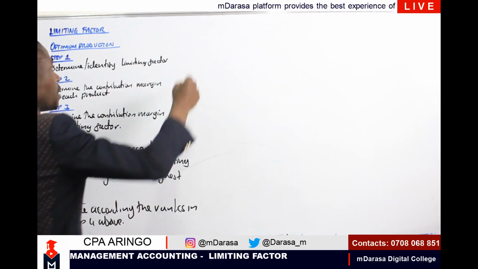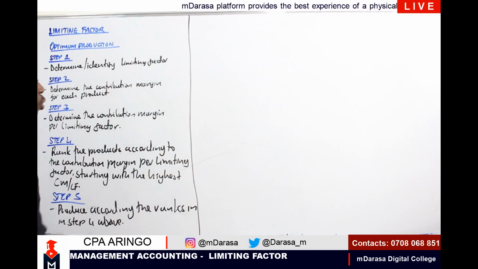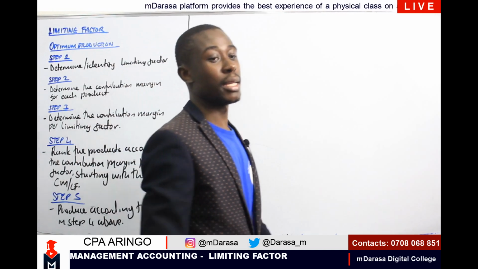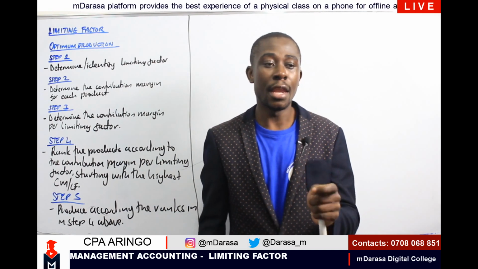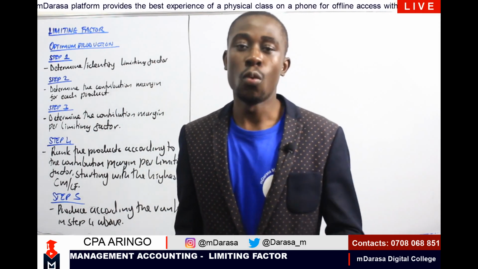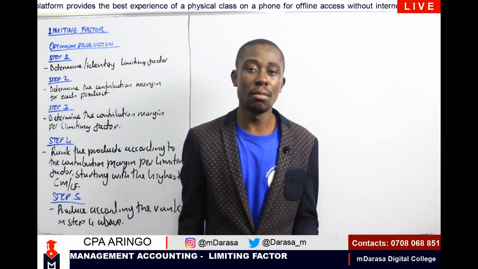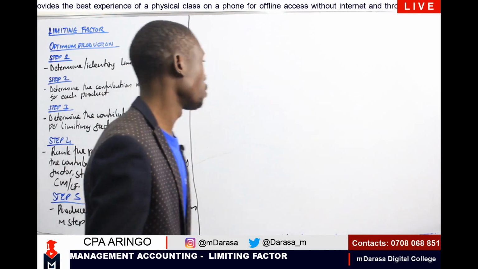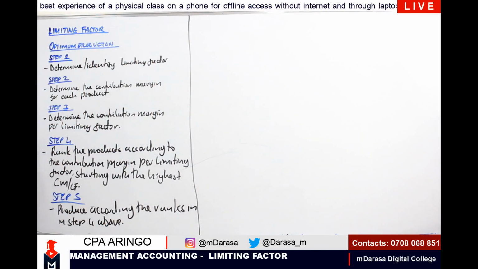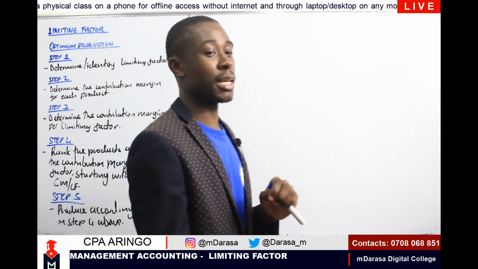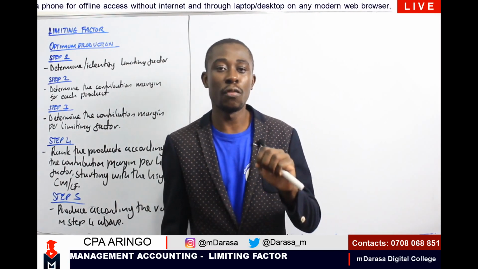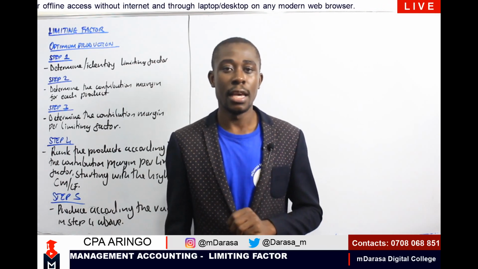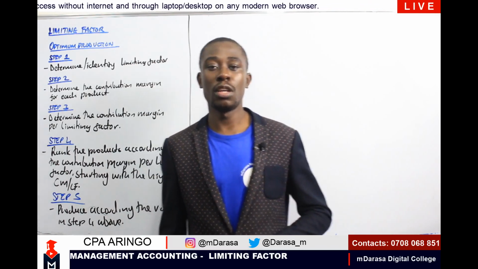So these are the 5 main steps that you must always have in mind anytime you want to solve any problem on limiting factor. When you are asked to determine the optimum production, I must always consider these steps. They are very important and they will really assist us anytime we are dealing with the concept of limiting factor.